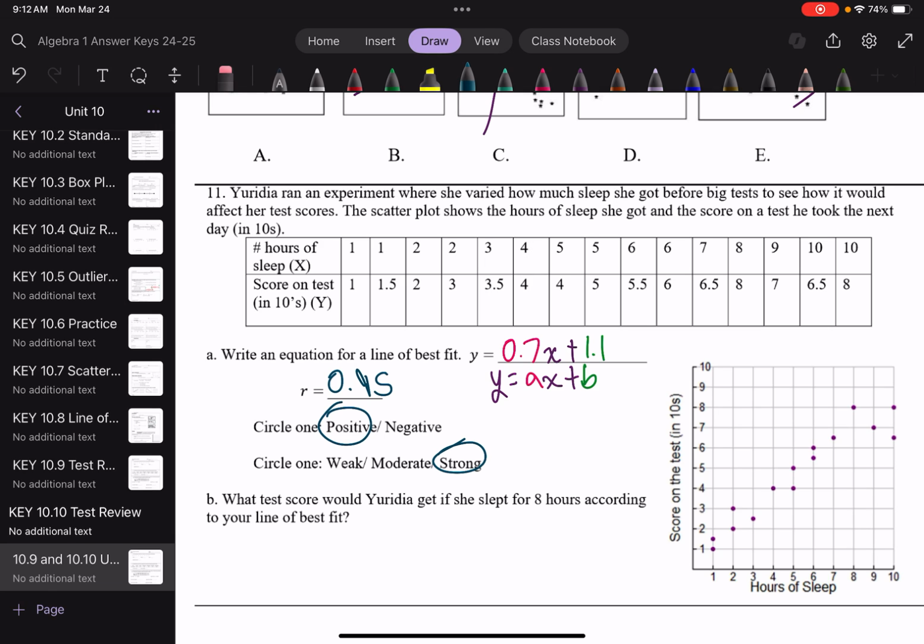Okay, so which test score would Yadira get if she slept for 8 hours according to your line of best fit? Well, we're going to plug that into the function. I'm going to have Y equals 0.7 times 8 plus 1.1. This gives us 6.7. But look, it says in tens, so this is going to be approximately a 67 on the test if she got 8 hours of sleep, according to the data.